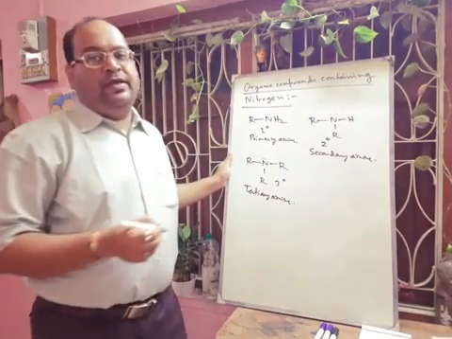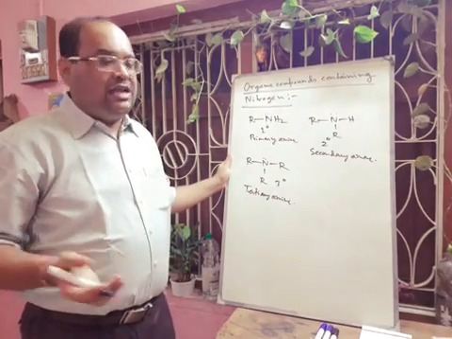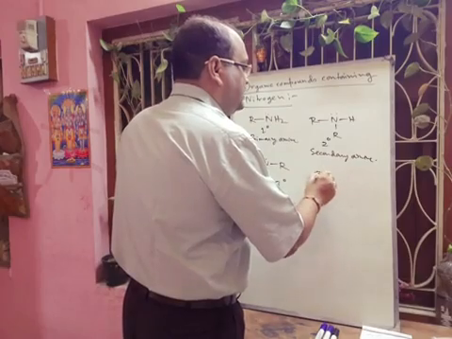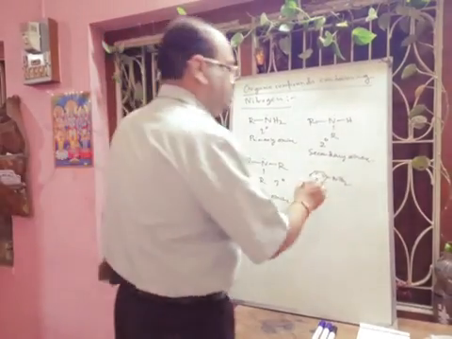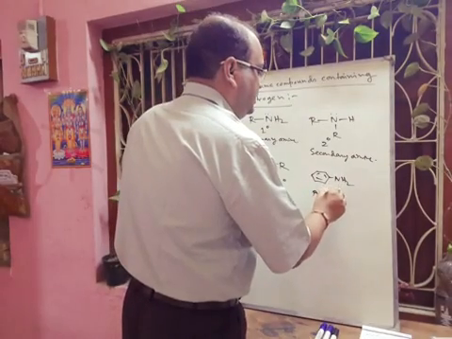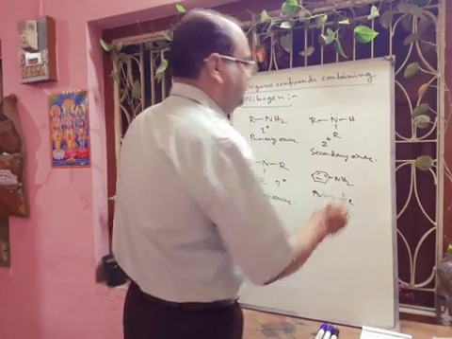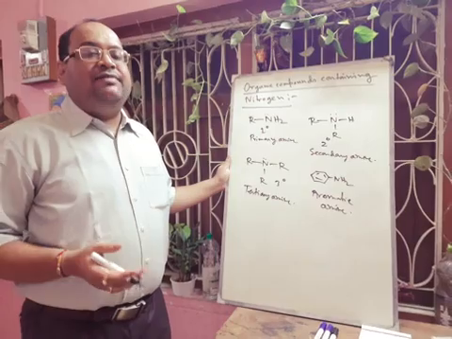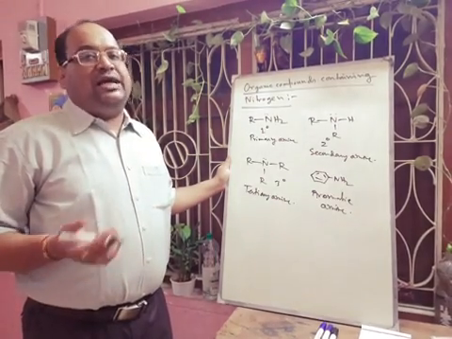tertiary amine, okay. Now, when aromatic groups are attached, it is called aromatic amine. Suppose one benzene group is attached to this amine group, then we can call it an aromatic amine, okay. Aromatic amine.